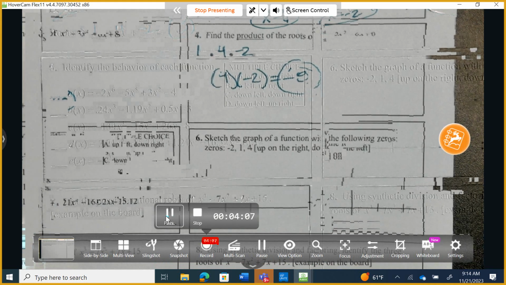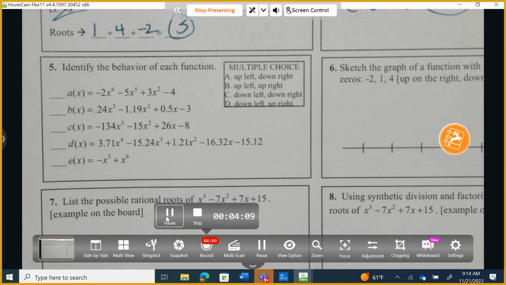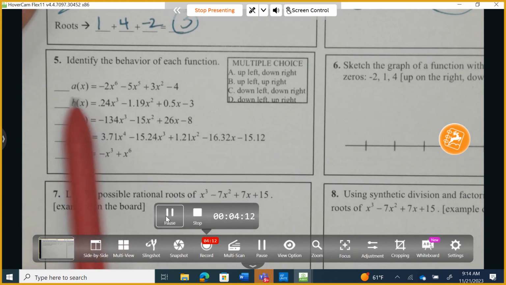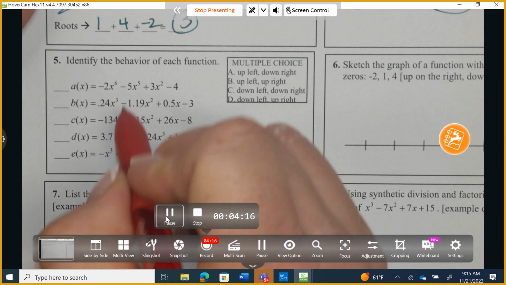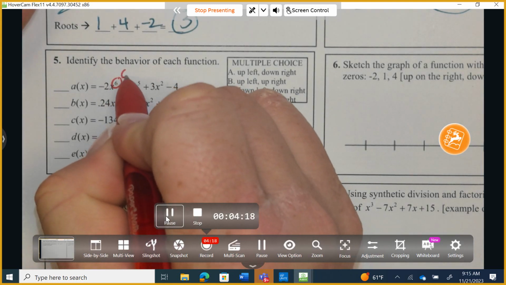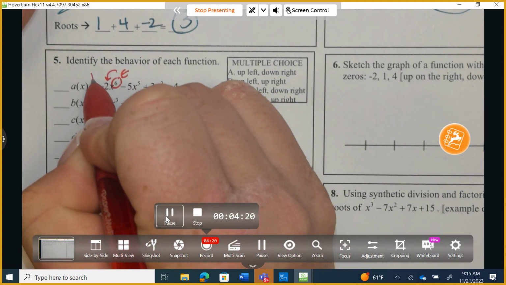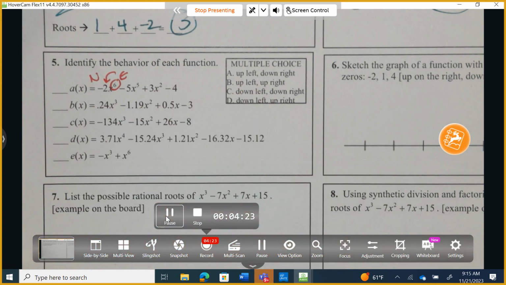Looking at number 5 and 6. So 5 starts with we are going to identify the degree, and it may not be written in standard form. And then after we find the degree, we'll look at the number in front. So this is the degree 6. So it is even. The number in front is negative. So even, negative. Think about end behavior here.